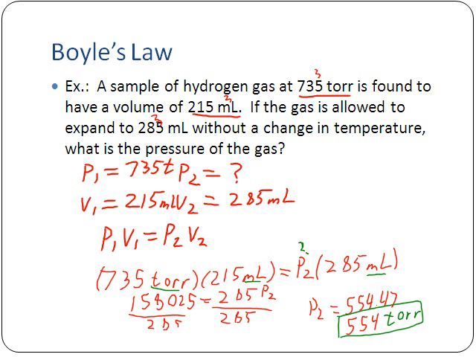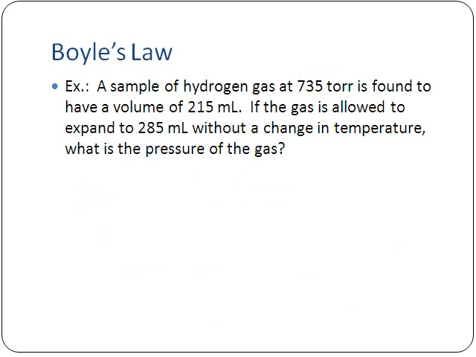Now let's see if this makes sense. We started off with a pressure of 735 and a volume of 215, and the gas expanded to 285. If the volume expands, then we would expect a less dense gas, so there are going to be fewer impacts on the surface, and so the pressure would be lower. We went from 735 down to 554, so sure enough, the pressure got lower just as we expected. So this is how you'd go about using Boyle's Law. So let's look a little bit at temperature.